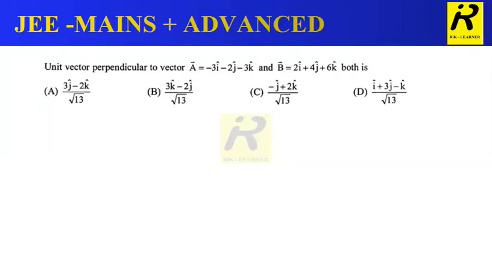The question is: find the unit vector perpendicular to both vector A, which is minus 3i minus 2j minus 3k, and vector B, which is 2i plus 4j plus 6k. That means we have to identify a unit vector which should be perpendicular to both vector A as well as vector B. The clue is here, right?